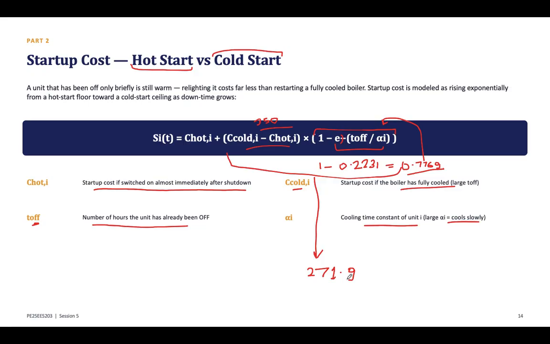So now you have got this entire thing. Now add it with hot start base. Hot start, how much was the hot start? 150. So this was 150. If you add these two, you are going to get the starting cost as 421, I guess, or 422, you can say, dollars. So am I right? Yes.